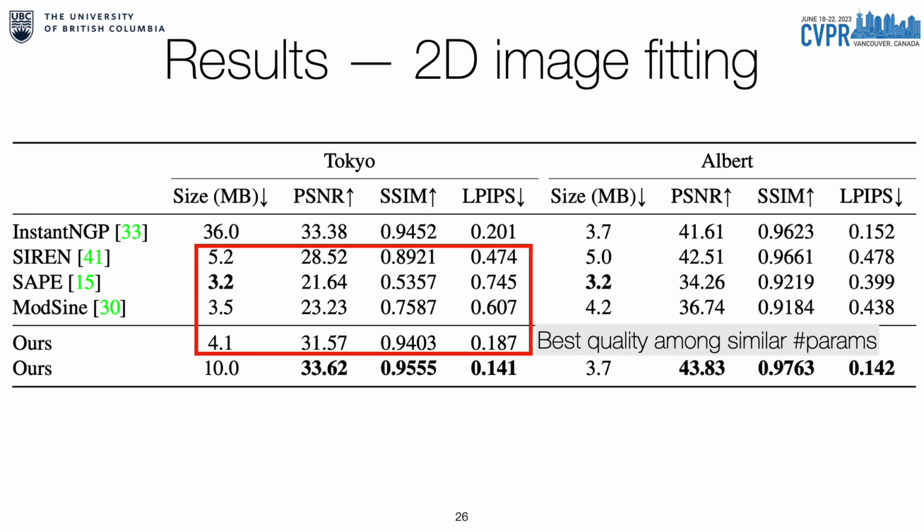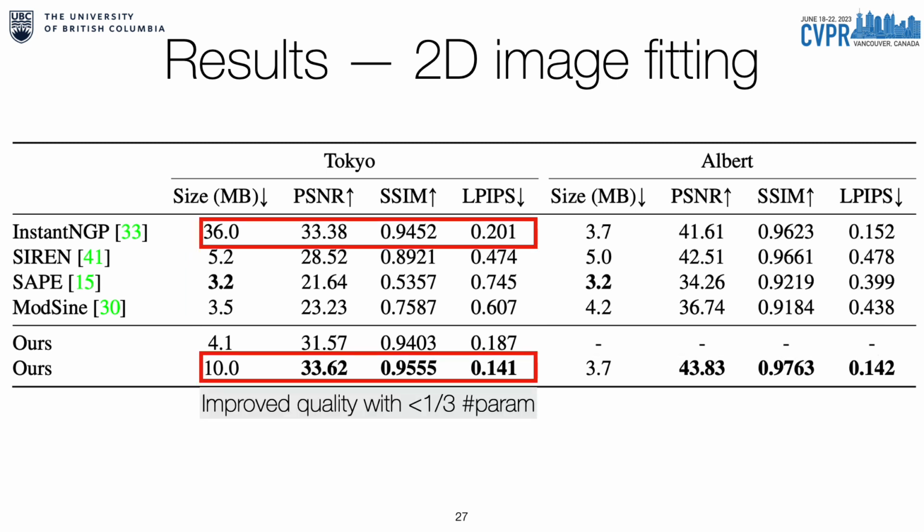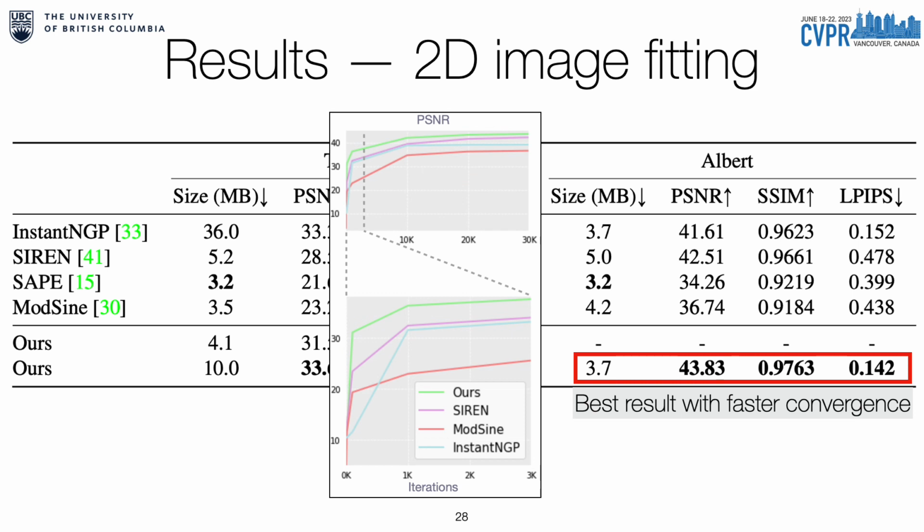For example, our method can achieve more than 3 dB in PSNR compared to Siren even with smaller network size. And compared to InstantNGP, we can achieve improved PSNR, SSIM, and LPIPS scores with less than 1/3 learnable parameters. Moreover, for the Einstein image, our method can synthesize the best results with faster convergence. Specifically, for the first 5,000 iterations, our method can outperform baselines with greater than 5 dB in PSNR.